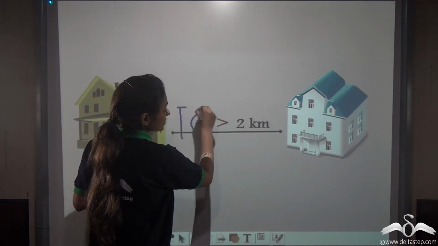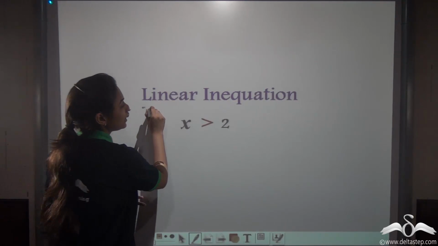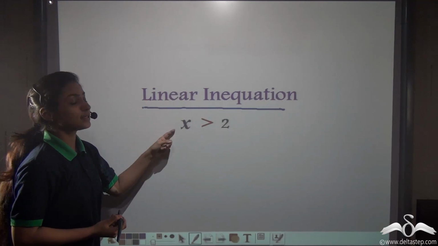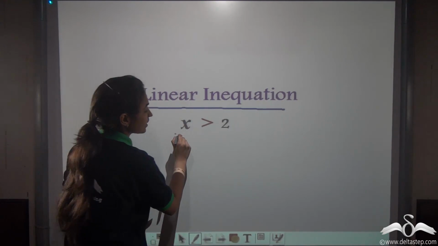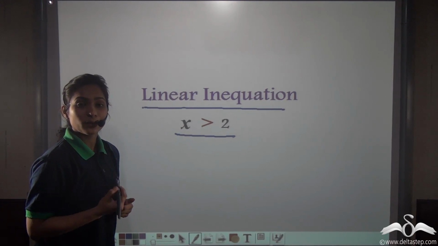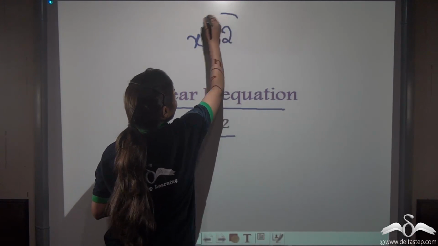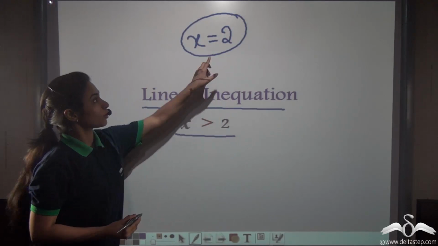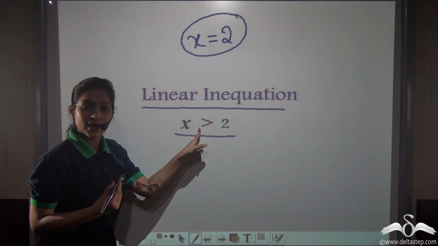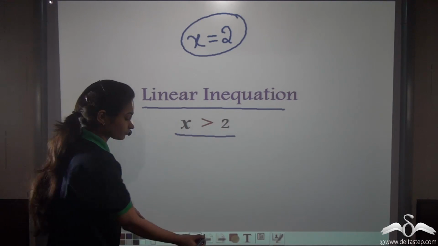So this x is greater than 2 represents a linear inequation, right? Why linear? Because this is a linear function here. So x is greater than 2 will denote a linear inequation. Why inequation? Because you can see x is equal to 2 denotes an equation because we use the equal to sign here, but here the sign used represents inequality. So this will be known as a linear inequation.